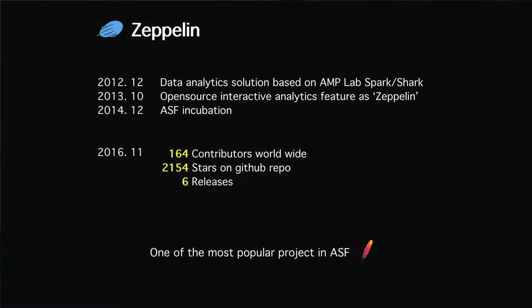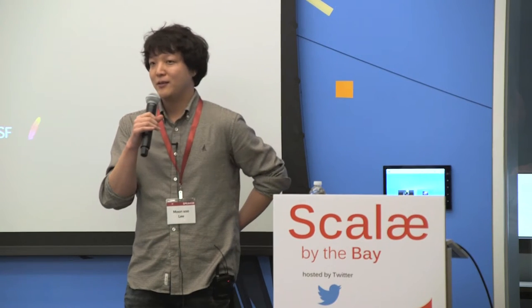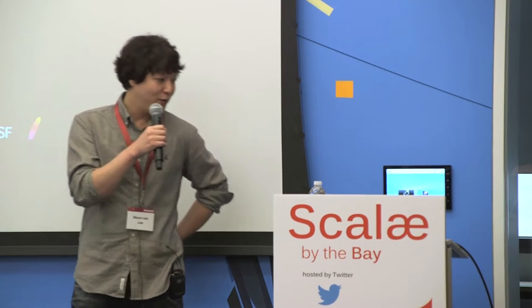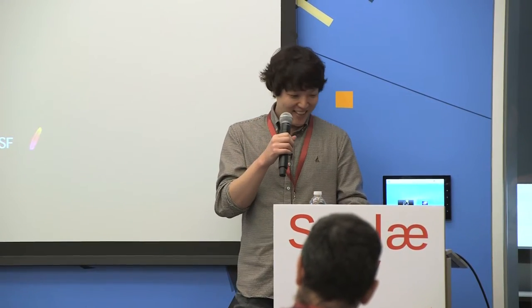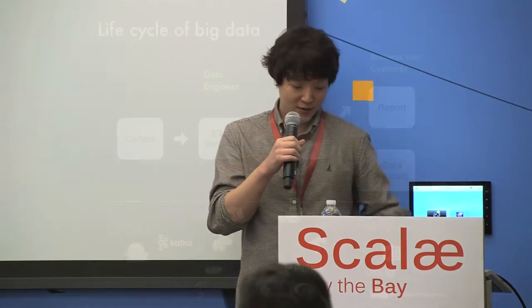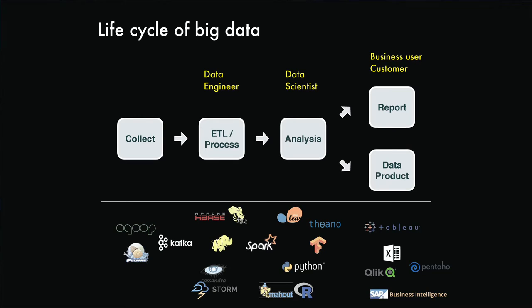And it's been almost 2 years since the incubation. Zeppelin became a top level project this year. In the beginning, Zeppelin had 10 contributors and maybe less than 100 stars on its GitHub repository. But now we have more than 160 contributors from worldwide, and more than 2,000 stars on our GitHub repository. And please don't forget to star it after this talk. Zeppelin has made 6 releases, and I'm sure it is one of the most popular projects in the Apache Software Foundation.